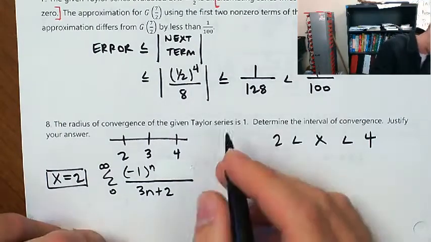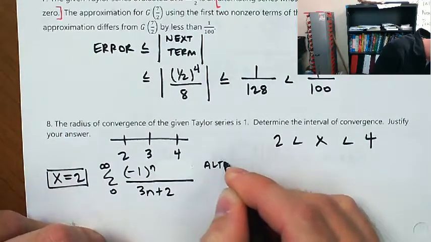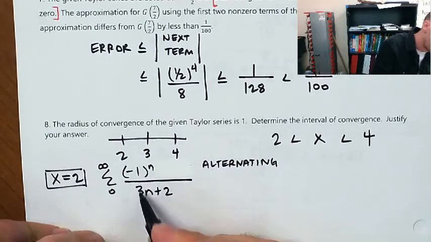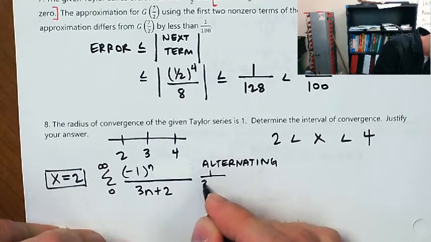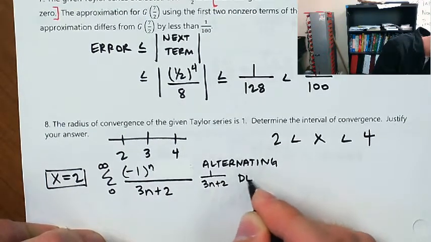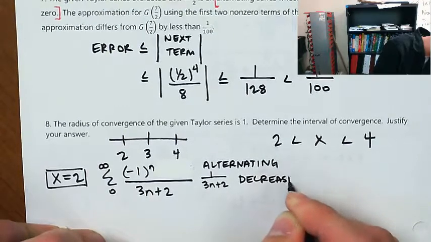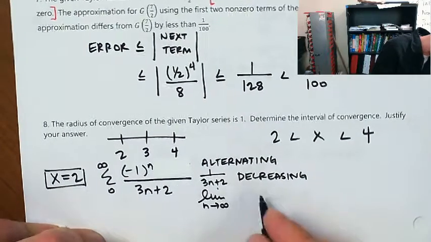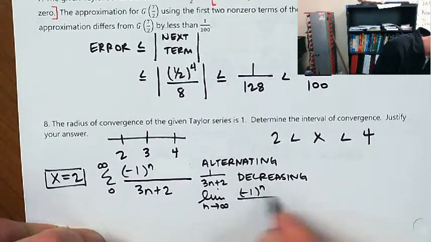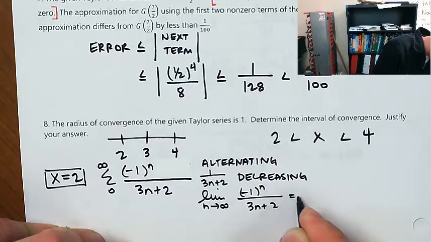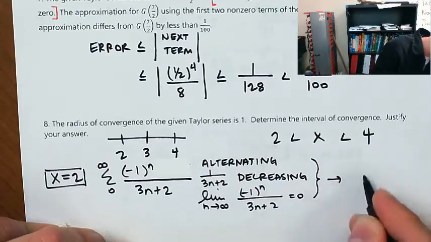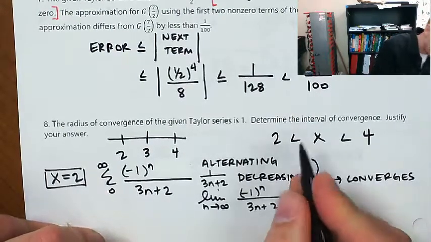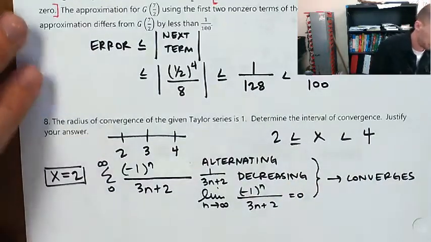But that's not what we're going to say. We're going to say this series alternates. The absolute value of the terms, which is 1 over 3n plus 2, is decreasing. And the limit of the terms, (-1) to the n divided by 3n plus 2, is 0. These things together tell me that it converges at x equals 2. So I'm going to include 2 in my interval.